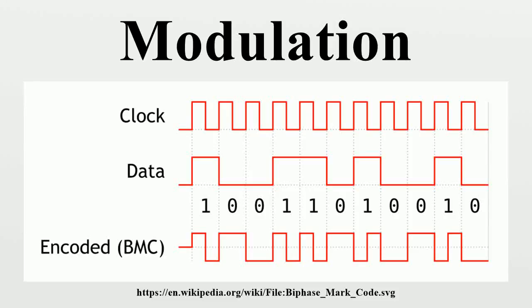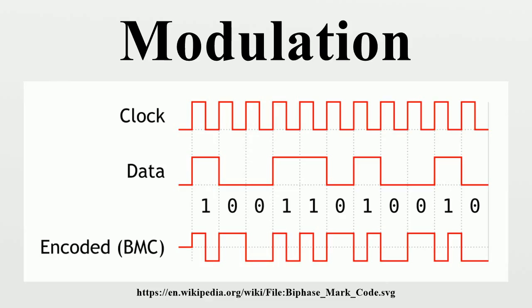In electronics and telecommunications, modulation is the process of varying one or more properties of a periodic waveform, called the carrier signal, with a modulating signal that typically contains information to be transmitted. The first form of radio frequency modulation was wireless telegraphy, called continuous wave modulation, which remains the most basic form.